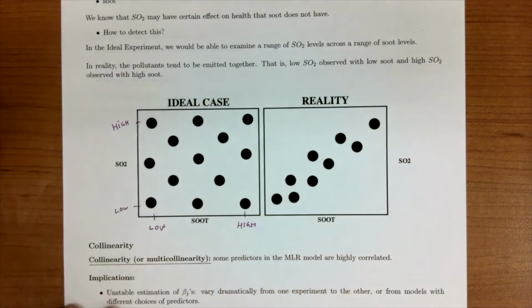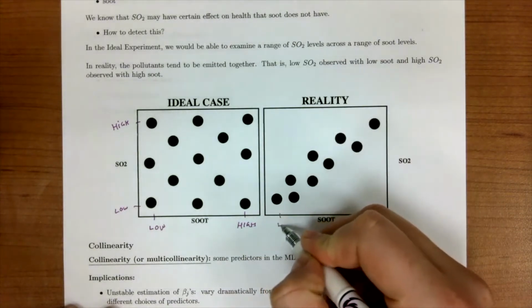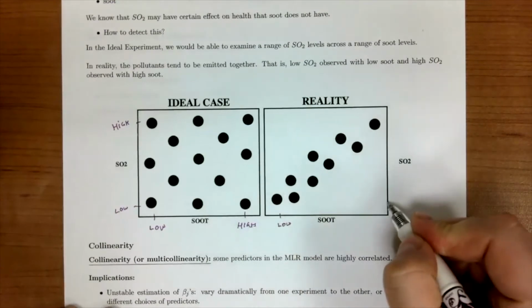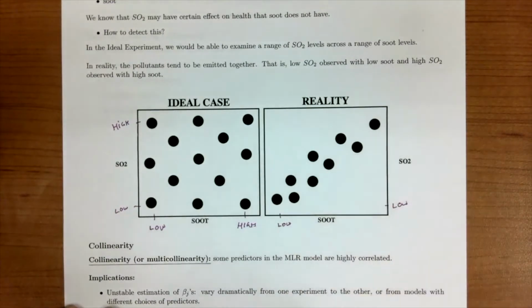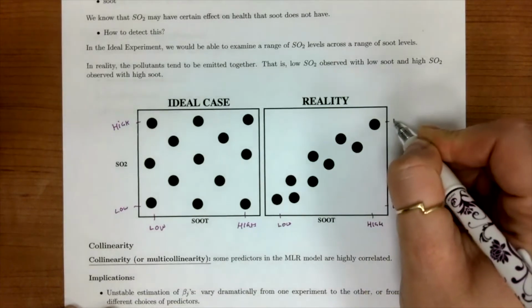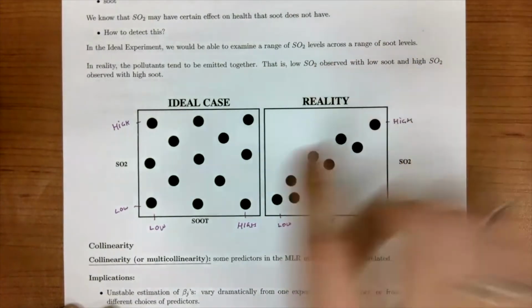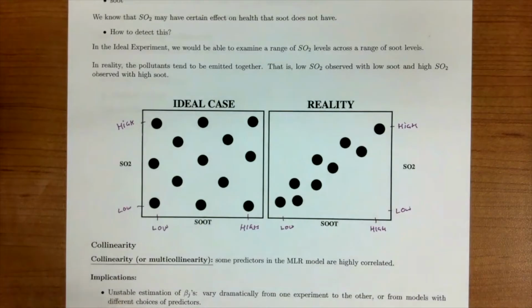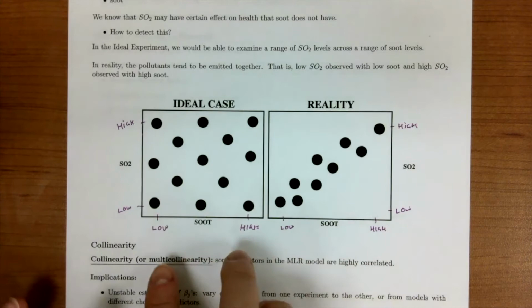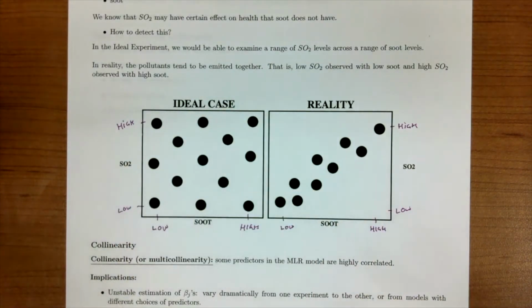Realistically, pollutants tend to be produced together. And so in this example, typically when soot is low, we also have a low sulfur dioxide. Also, when we observe high soot, then we would observe a high sulfur dioxide. So they have this relationship together, and we aren't able to get this. Again, remember, we're in an observational study, and there's no way, at least to my knowledge, to control having low soot and high sulfur dioxide when we're just observing data.